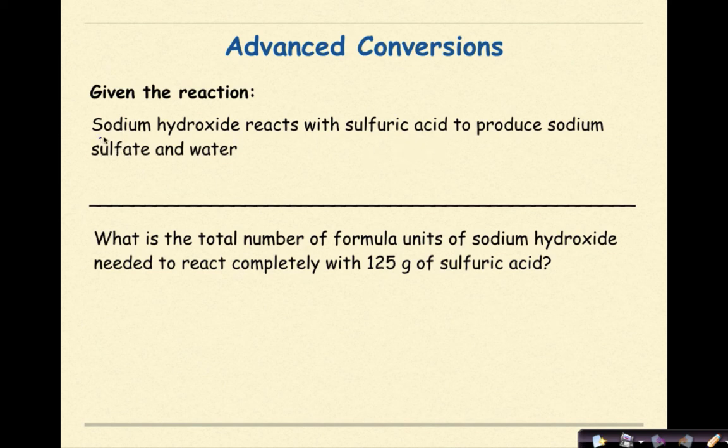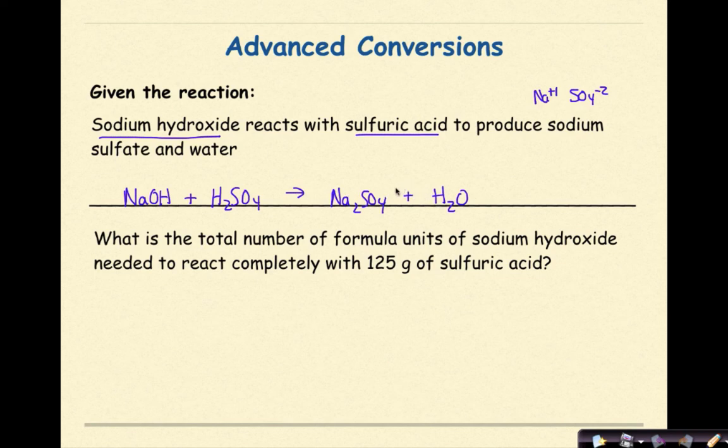Given the reaction, sodium hydroxide reacts with sulfuric acid to produce sodium sulfate and water. All right, we should know that sodium hydroxide is NaOH. Reacts with sulfuric acid. You should know this acid by now. It is H2SO4 to produce sodium sulfate. We know that sodium is Na plus 1. Sulfate is SO4 minus 2. I'm going to cross those down, so my correct formula will be Na2SO4 and water. So I have correctly written my equation. Now I need to go back and balance it.